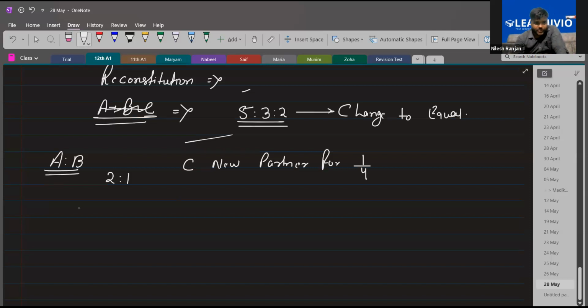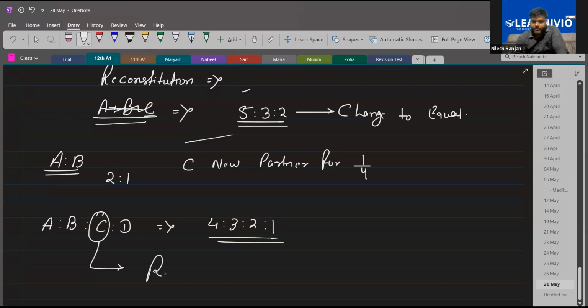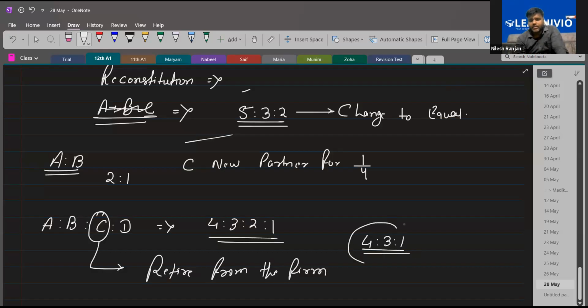Again, the next example, let's say there are 4 partners in a firm, A, B, C, and D. Their profit sharing ratio is 4:3:2:1. Now, C decided to leave the firm, retire from the firm. So what will happen then? Yes, there will be change in ratio because the new ratio will be 4:3:1. The new ratio will be 4:3:1, and there is change in relationship.